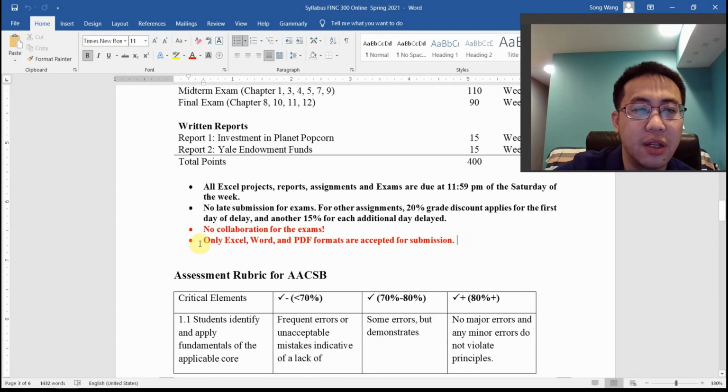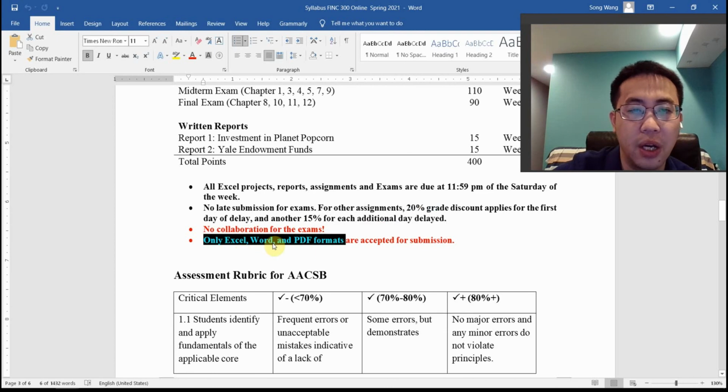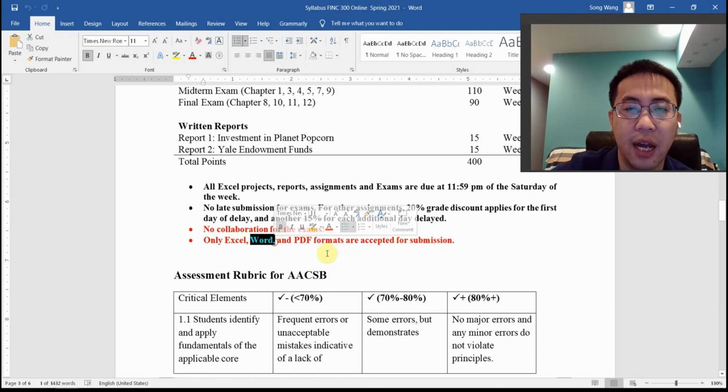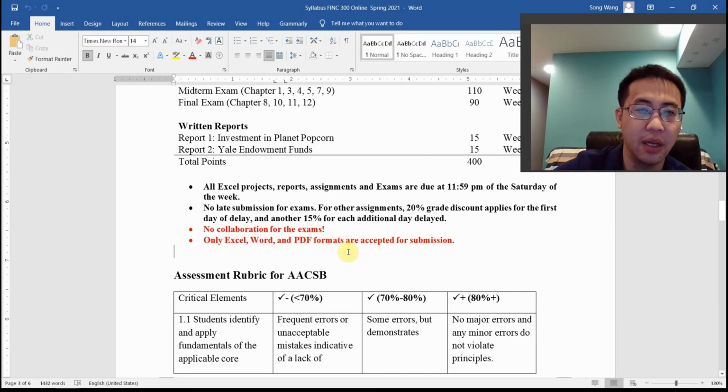And for your submission, I only accept 3 formats. One is Excel, of course, another is Word, and another is PDF. Some of you may prefer handwriting, like writing on a piece of paper, but you still have to submit it electronically. You can take a picture of your handwriting, but don't submit that picture. You will copy and paste that picture into a Word file and then submit the Word file. As you can see, a picture format is not accepted for submission. It's very hard for me to read pictures in Canvas.